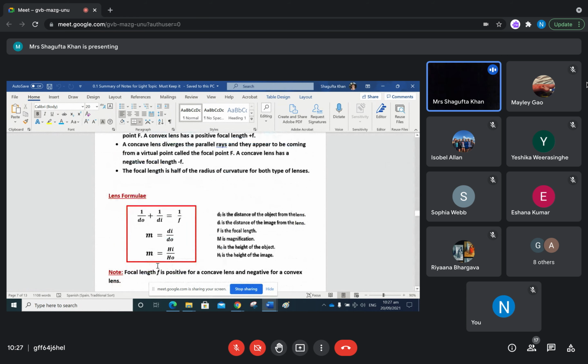Now, formulas are still the same as we used for the mirrors, okay?